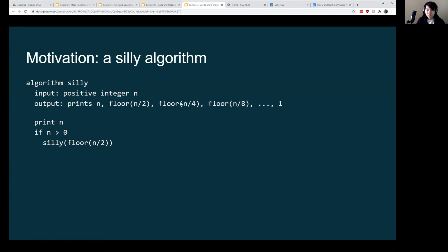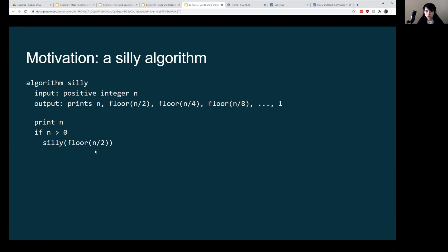But let's just start with a silly algorithm, right? I've given you an algorithm here which takes in a positive integer n, and it outputs by printing out n over 2, n over 4, n over 8, all the way until it goes down to 1. And here's how it does it. It just prints the current n, and checks to see if n is greater than 0, then it's going to make a recursive call.